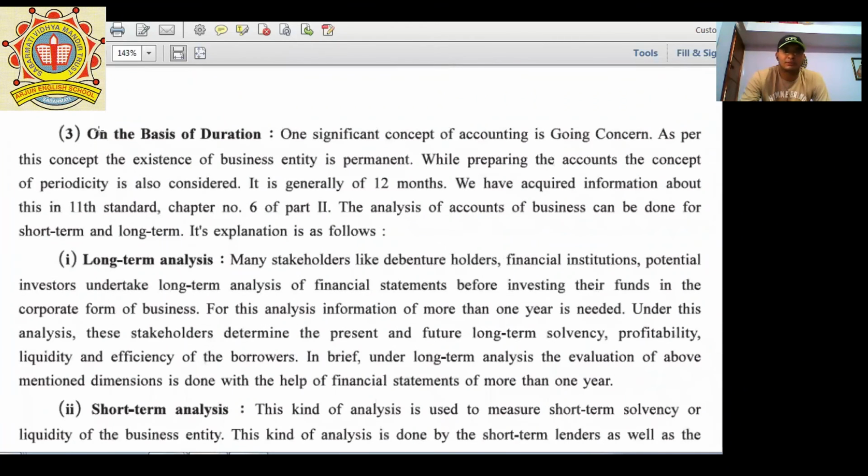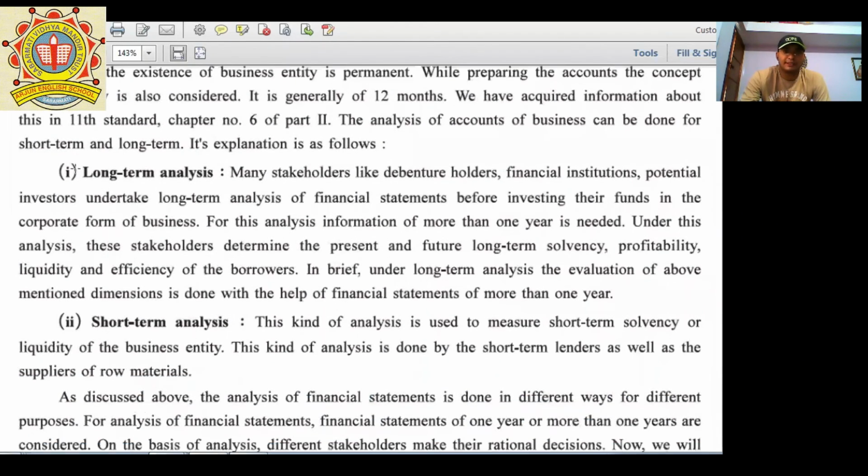Next one, on the basis of duration. It is long-term analysis or it can be short-term analysis. Now, what is long-term analysis? Many stakeholders like debenture holders, financial institutions, potential investors undertake long-term analysis of financial statements before investing their funds in the corporate form of the business. And what is short-term analysis? This kind of analysis is used to measure short-term solvency or liquidity of the business entity.